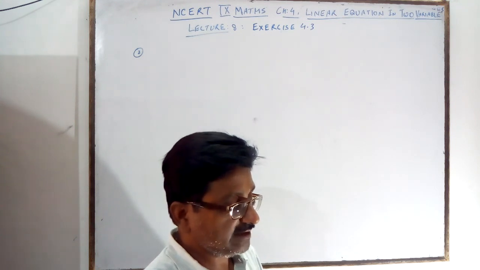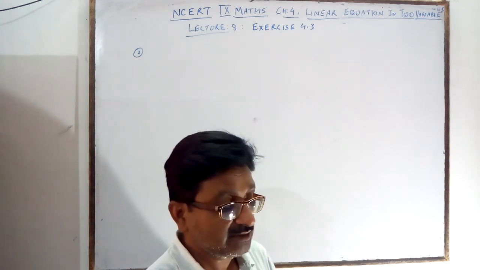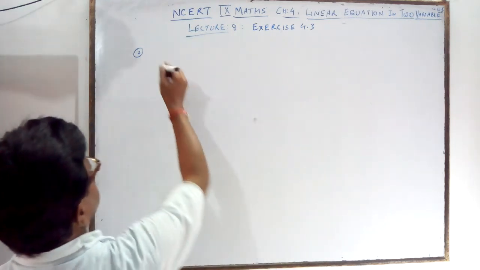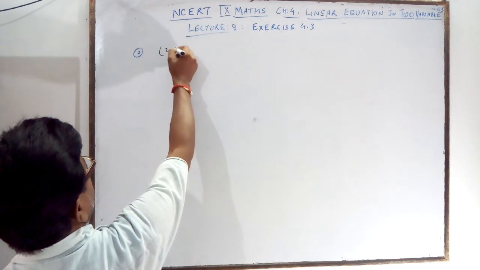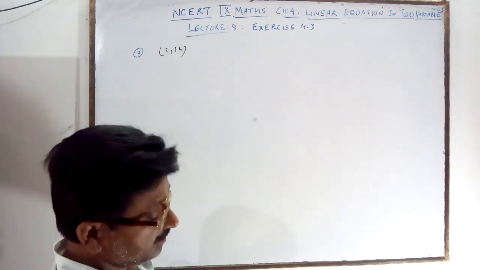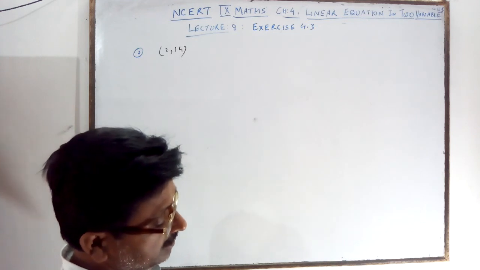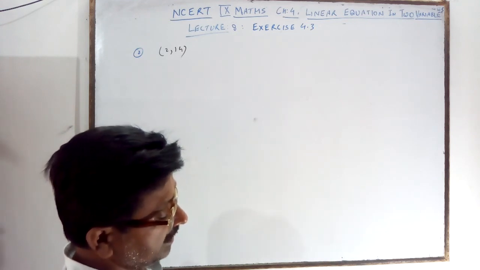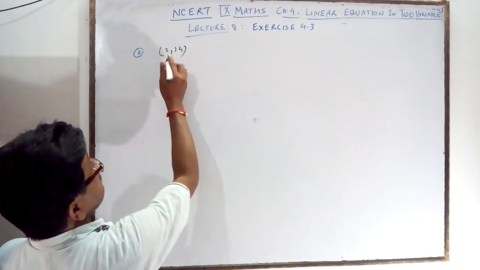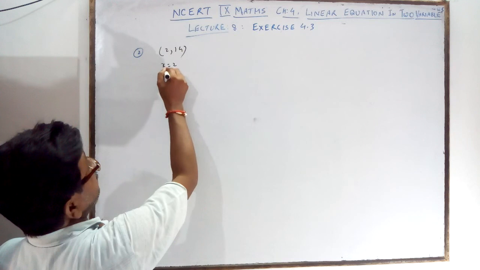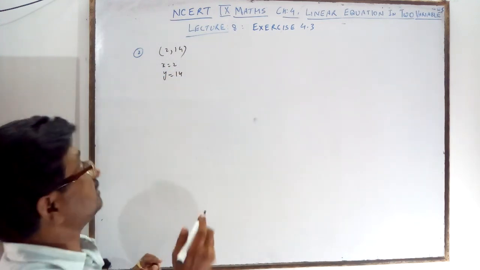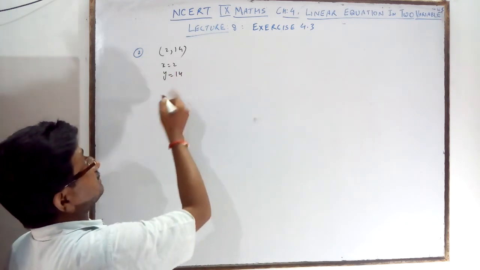Question number 2 is given: give the equations of two lines passing through (2, 14). How many more such lines are there and why? It is very simple. x is 2 and y is 14, so you want to make the solution. One example I also told you in the previous lecture.